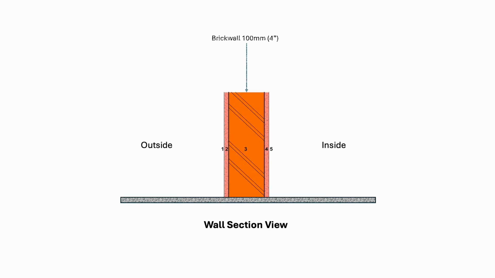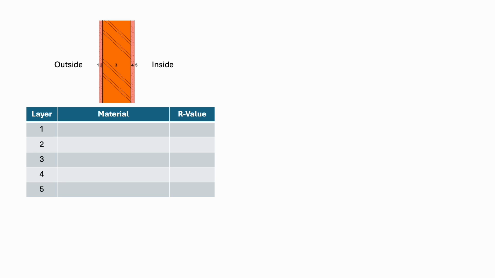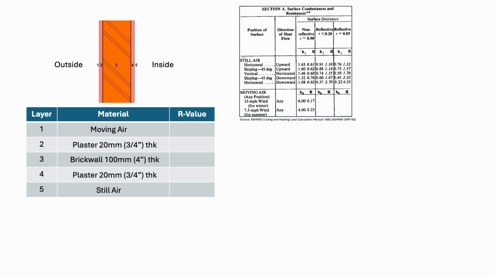The wall is made of a layer of 4-inch brick with 20mm thick plaster on both sides. We tabulate the wall layer into a table to find the overall U value. Layer 3 is brick wall and layer 2 and 4 is plaster. Layer 1 is outside moving air and layer 5 is inside still air. Using this table, moving air has an R value of 0.25 and still air has an R value of 0.68.